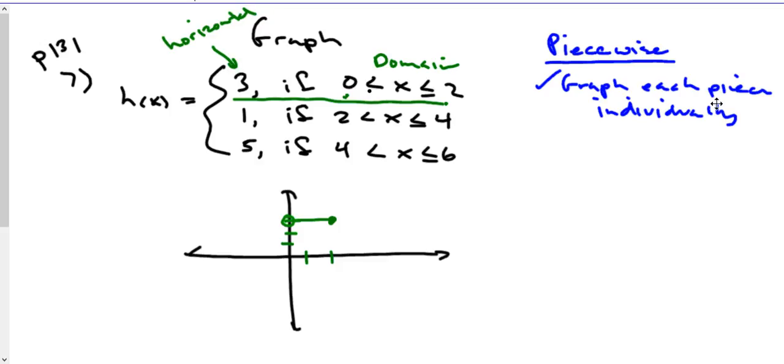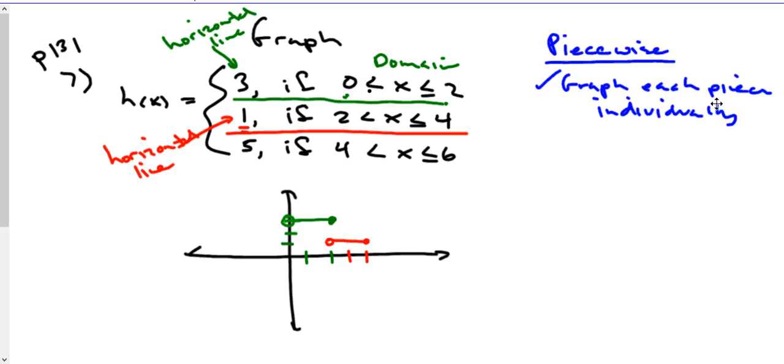Now for the next part, I'm going to draw this in a different color. Next piece, I'm going to put in red. This one is at 1, so we're starting at 2. It's going to be an open circle, and we're going all the way to 4. 4 is closed because it's equal to, so I'm going to put that right there. But once again, this is a horizontal line. A horizontal line has a slope of 0. So right here, we're going to connect the dots, and there we have it.